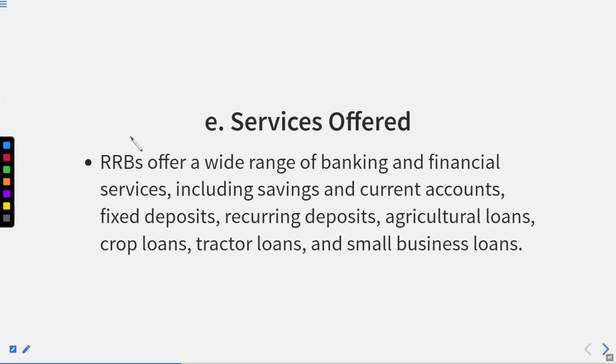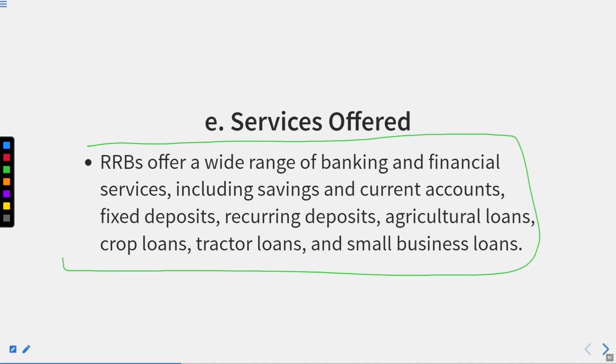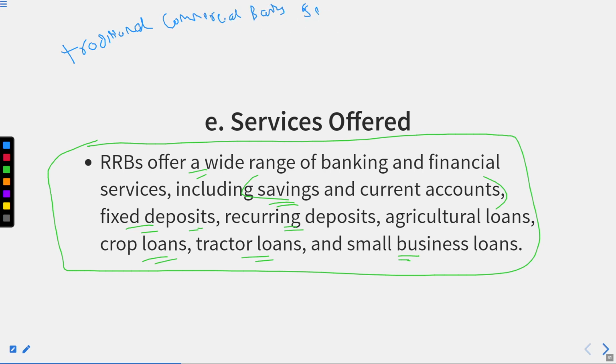All right. Now, if we talk about the services offered, what are the services being offered by the regional rural banks? So RRBs offer a wide range of banking and financial services, including savings and current accounts, fixed deposits, recurring deposits, agriculture loans, crop loans, tractor loans, and small business loans. Okay, it means that they are also focusing on the work of traditional commercial banks or bank services.